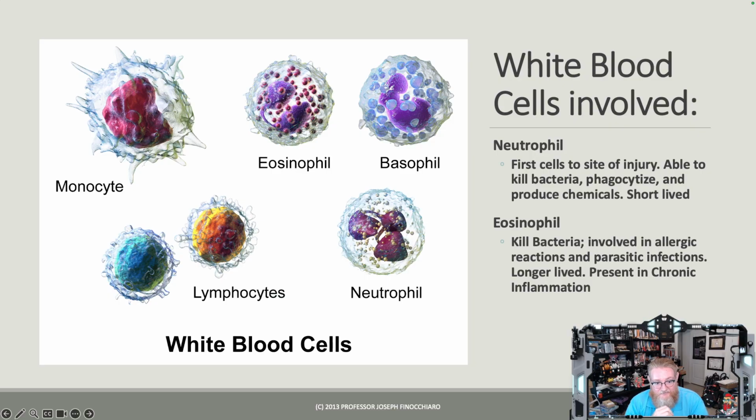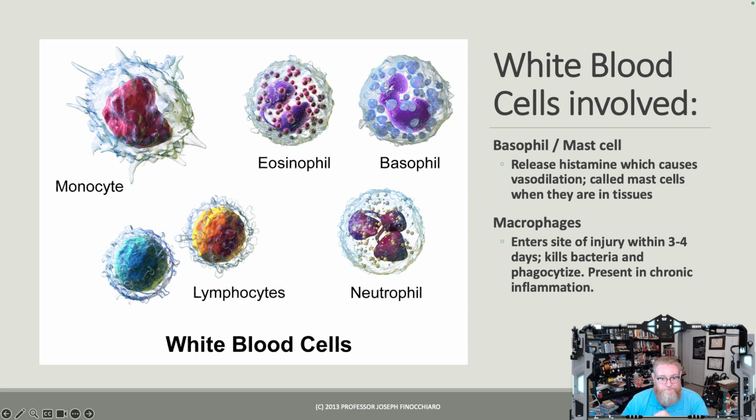You have eosinophils, which again kill bacteria. They're involved in allergic reactions and parasitic infections. These are longer-lived and present in chronic inflammation.